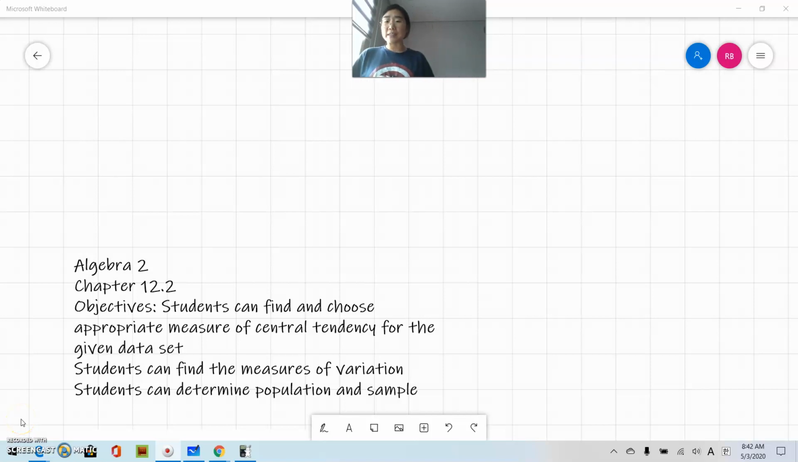Hi guys, this is section 2 of chapter 12, and today we're going to talk about measures of central tendency, measures of variation, and we're going to determine how to distinguish population versus sample.